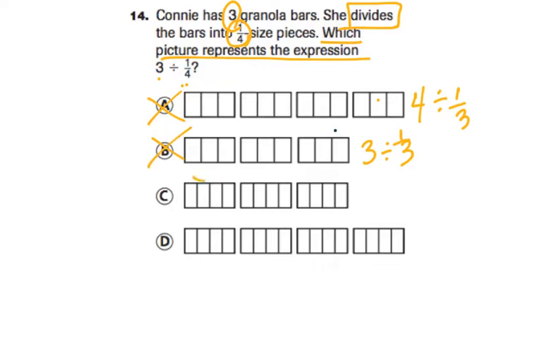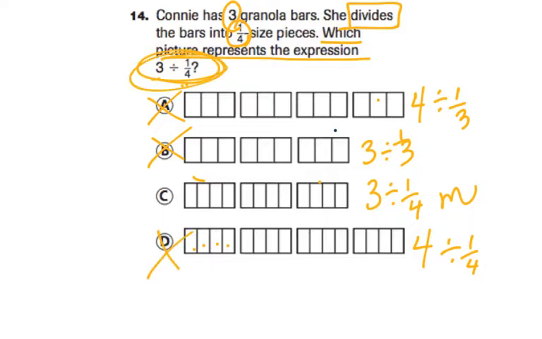C, I have 1, 2, 3 wholes divided by, those are in fourths, 1/4. Ooh, this is a maybe. I like this one. The last one is, I have 4 wholes divided by, they're broken into 1/4 sections, so 4 divided by 1/4, which is not 3 divided by 1/4. So the correct answer is going to be C.